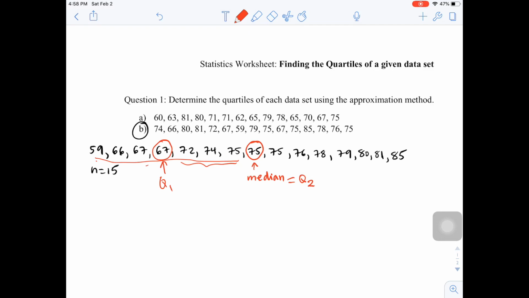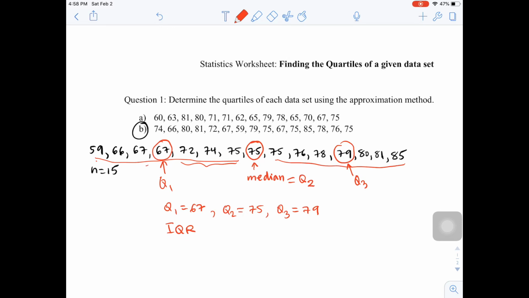Same thing, we look at the upper half of our data set. We see that 79 is breaking this upper half into 2, with 3 values on its right and 3 values on its left. This value right here, we call it Q3. So we have Q1 67, Q2 75, and Q3 79.